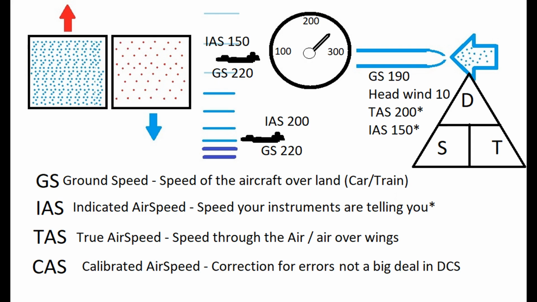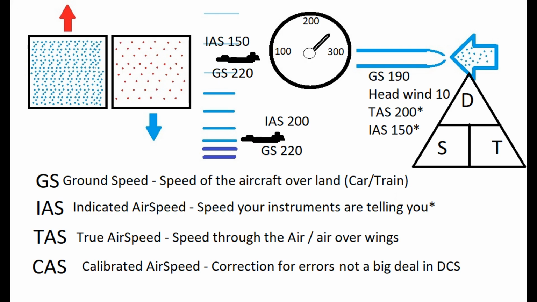So if we have a look in the middle, I've got this perfect drawing of A10s. One of them's indicated airspeed is 150, but its ground speed is 220 knots. The other aircraft that's at a lower altitude, its indicated airspeed is 200 knots, but its ground speed is 220 knots. It's still doing the same speed as the other A10, but the indicated airspeed is different. So we'll get into why that is.